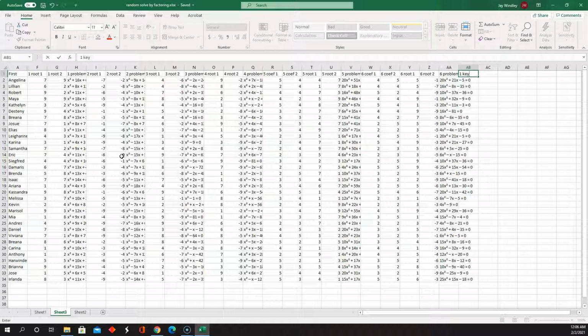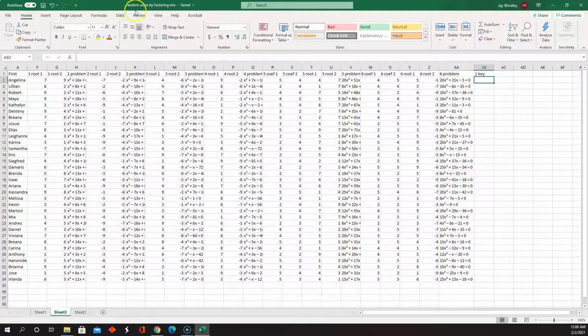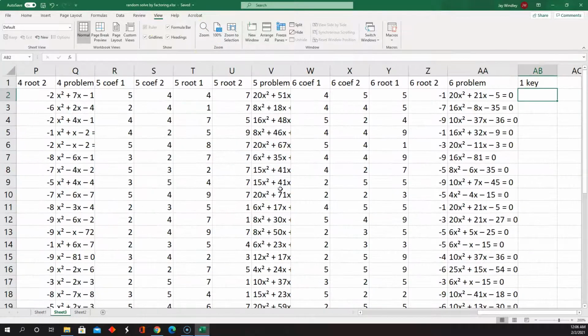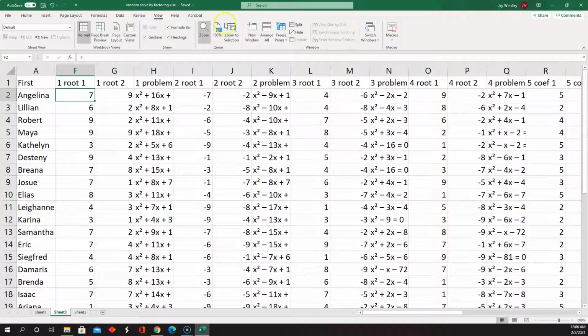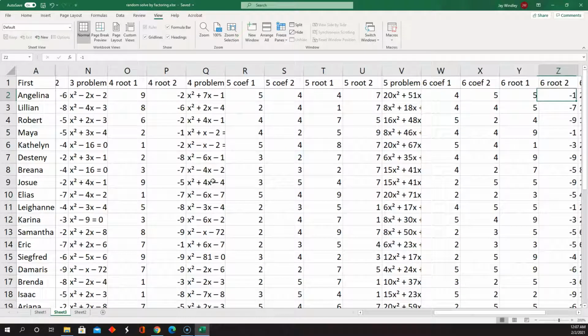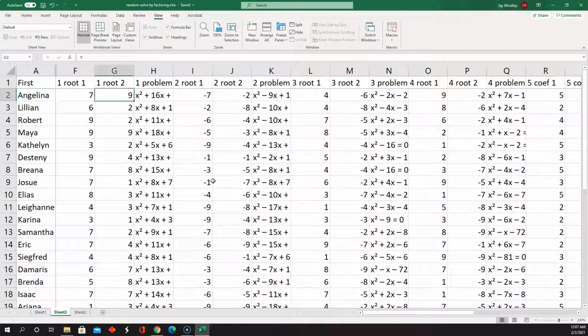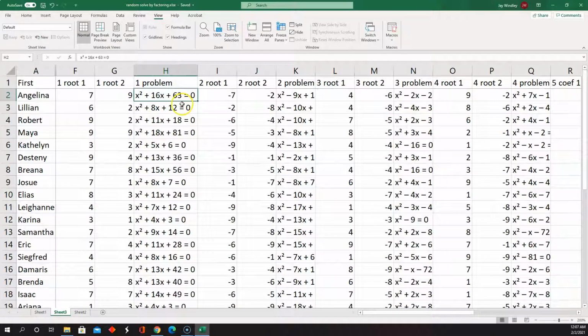So since we've got 33 unique tests, every one of them has to have their own key. So let me zoom in on this a little bit so you can see what I'm doing for the key. Probably not going to do the whole thing in the interest of time, but let's freeze this. Okay, so my key for problem 1, the answers for x are just going to be the negatives of these two roots, which are in F and G.